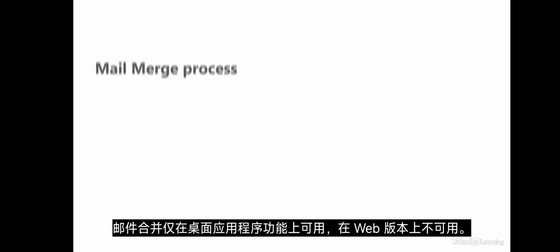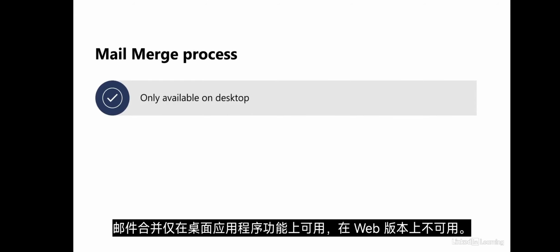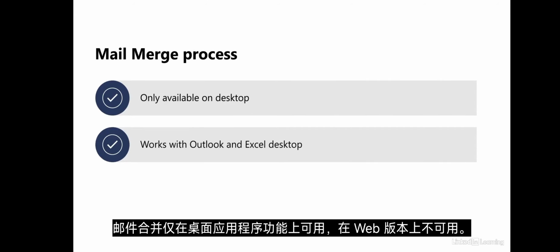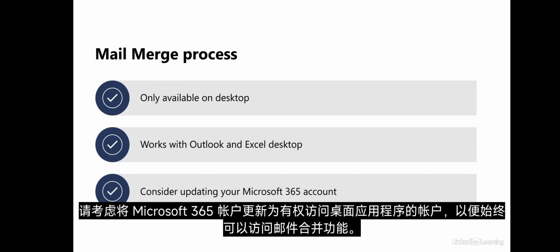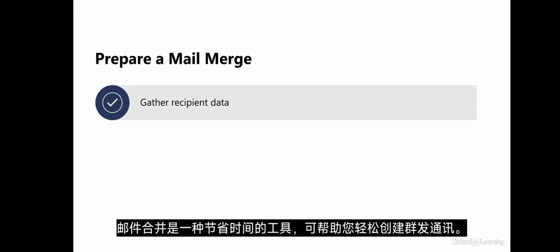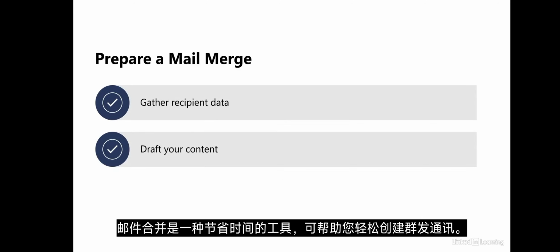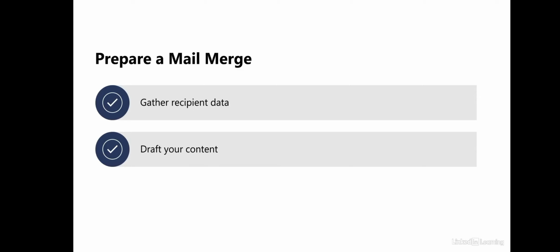Mail merge is only available on the desktop application feature, not on the web version. It works in conjunction with Outlook and Excel for desktop as well. Consider updating your Microsoft 365 account to be one with access to the desktop applications, so you'll always have access to the mail merge feature. Mail merge is a time-saving tool that will help you create mass communications with ease. Try it out.